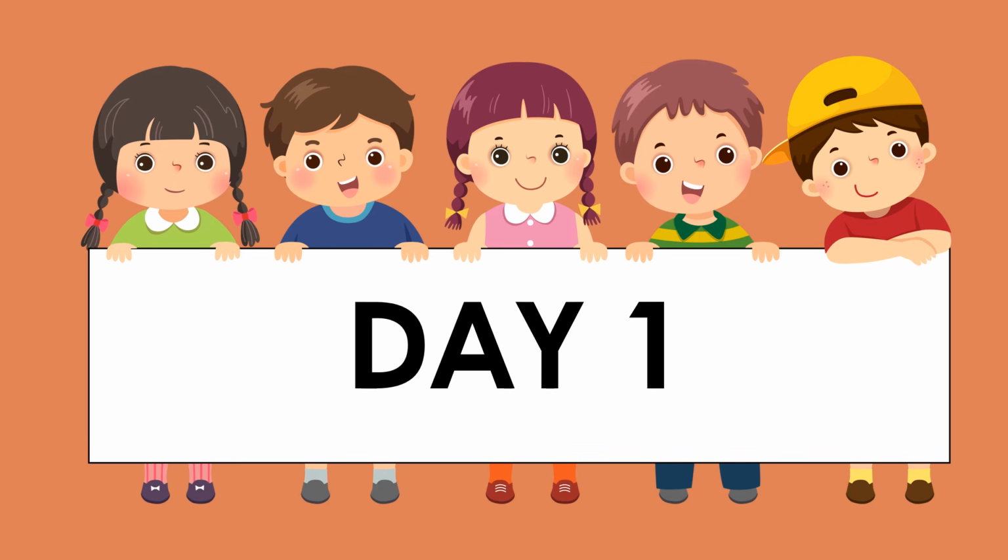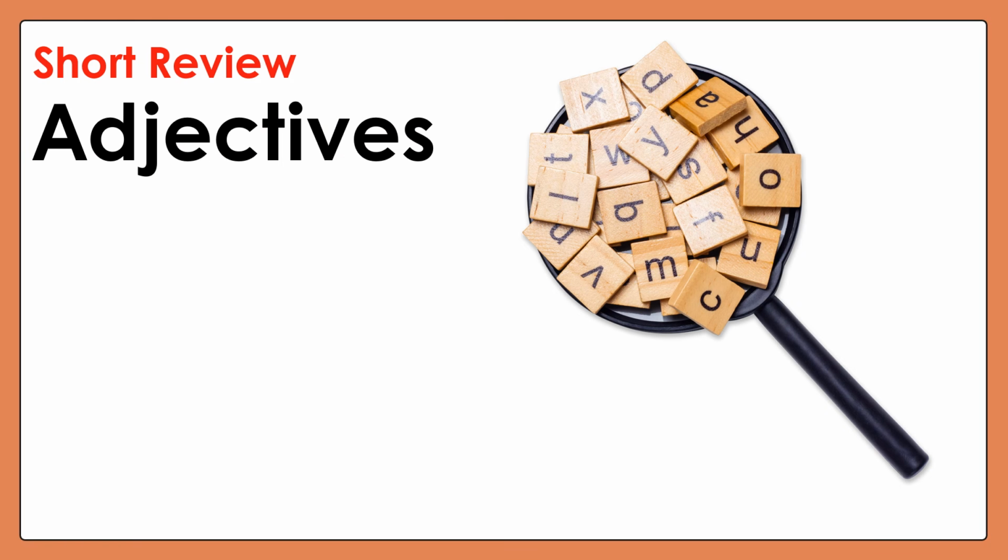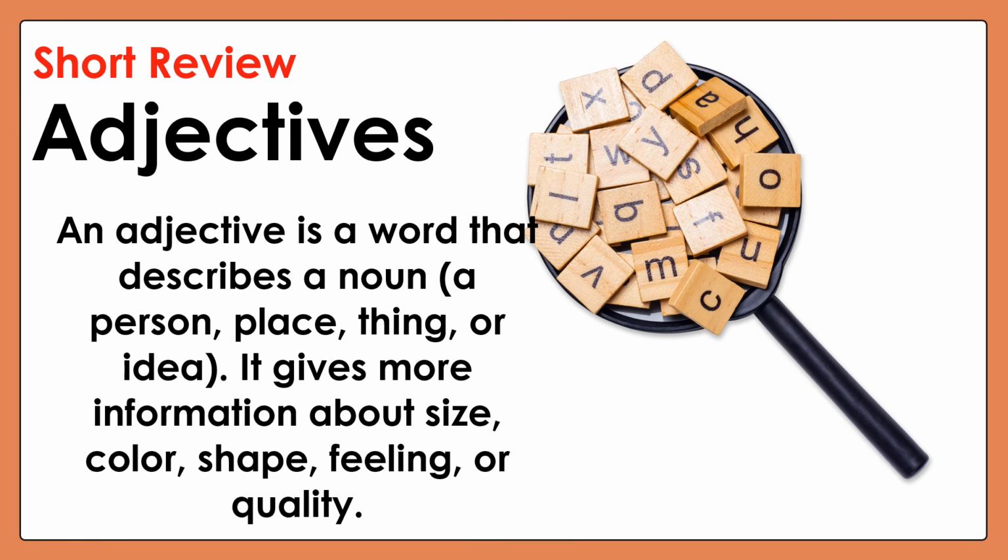Day 1. Let us have first a short review. Adjectives. An adjective is a word that describes a noun or person, place, things, or idea. It gives more information about size, color, shapes, feeling, or quality.